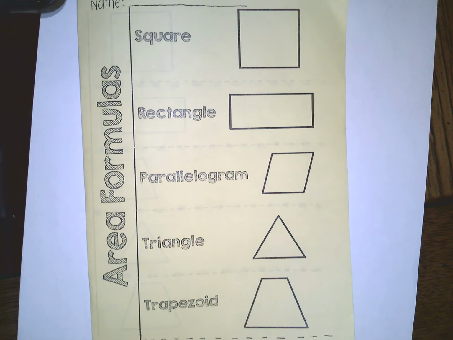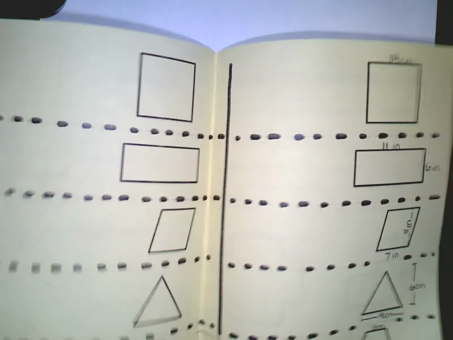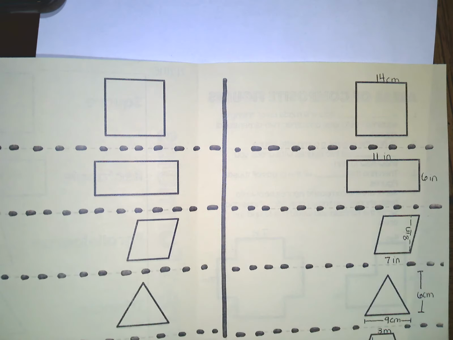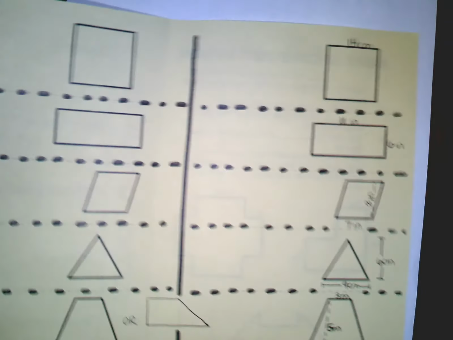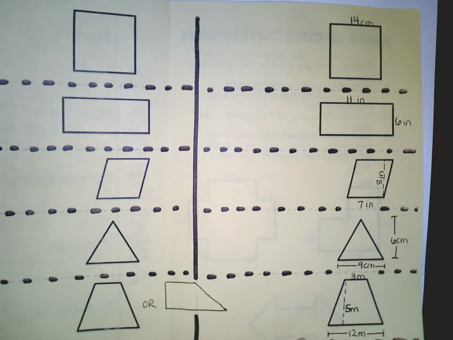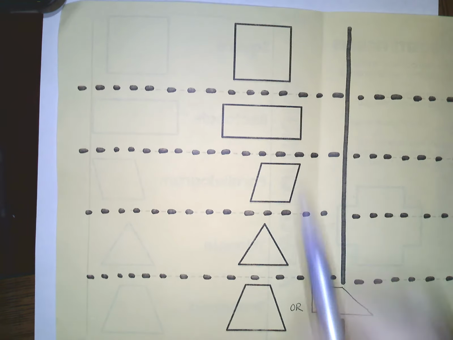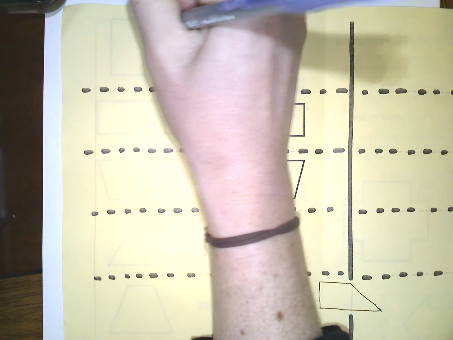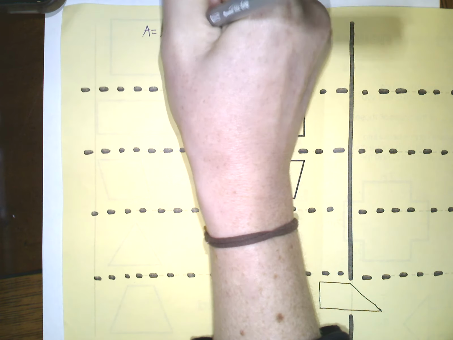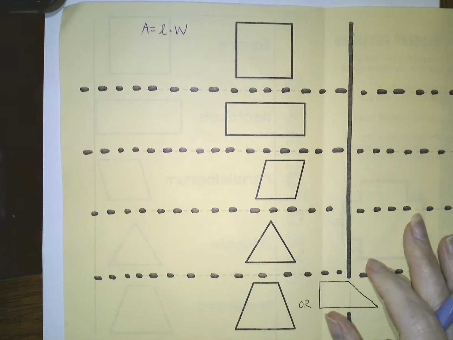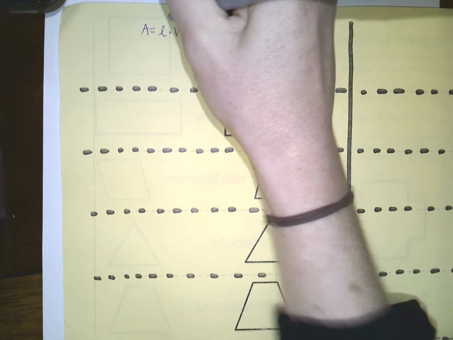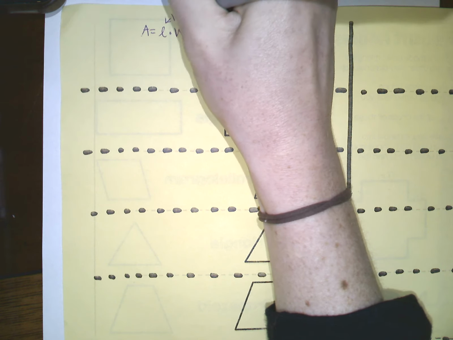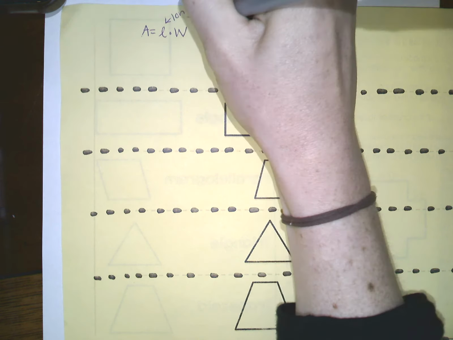So what I'm going to do is go through each of these, write the formulas of each of these shapes, and do an example together. On the first one here, we have a square. The area formula of a square is length times width. Remember, the length is how long something is. The width is how wide something is.